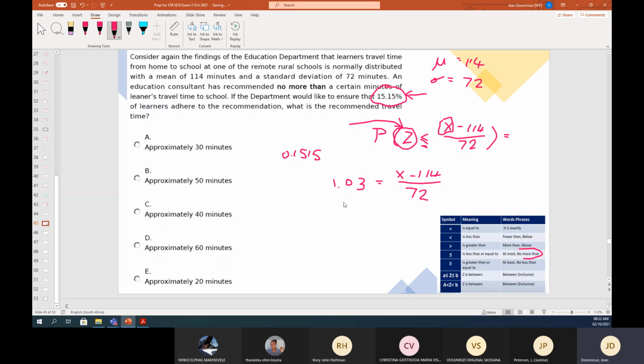I think Rory, you said it, when we get rid of that 72. And how to get rid of that 72 is we multiply on both sides with 72. So the 1.03 times 72, on this side it's 74.16 if I multiply those two. On this side the 72 will disappear, so I'm sitting on this side then with x minus 1.